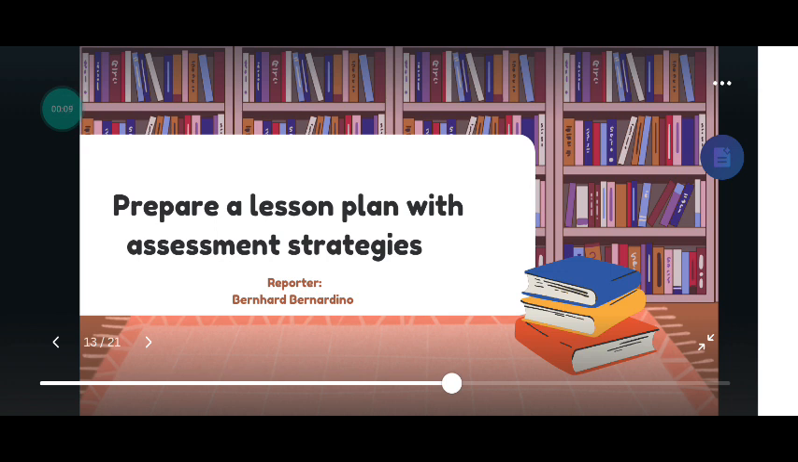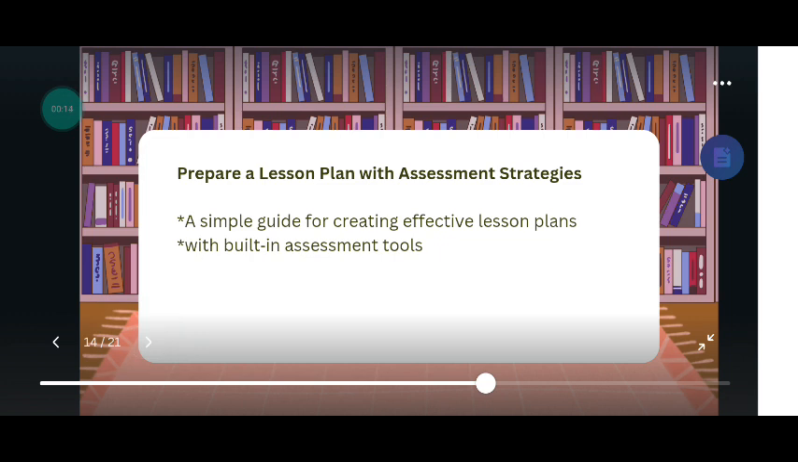I will present to you the preparation of a lesson plan with assessment strategies. So, first, let us know what is a lesson plan with assessment strategies. It is a simple guide for creating an effective lesson plan with built-in assessment tools. So, why do we need to create a lesson plan with assessment strategies?